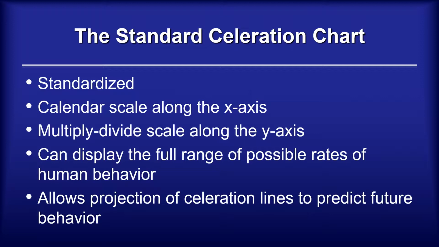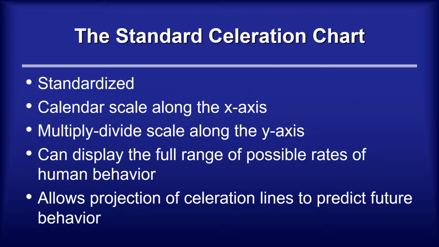The SCC has a multiply-divide scale along the y-axis. The proposal is that an improvement from 1 per minute to 10 per minute is relatively equivalent to an improvement from 10 per minute to 100 per minute, and as such should be represented as a constant linear acceleration rather than a curve.